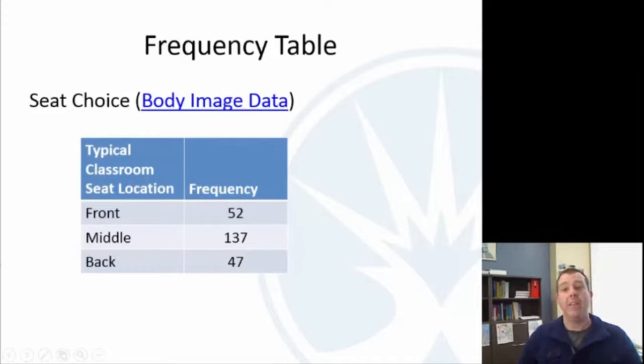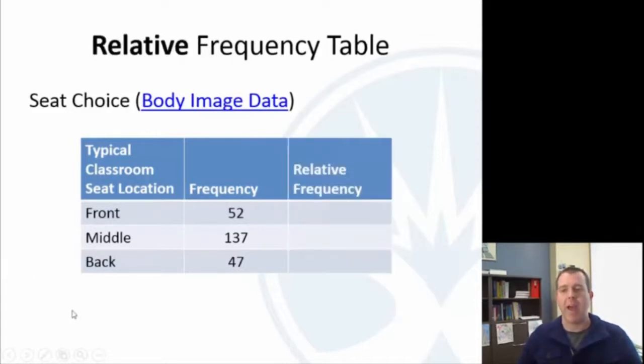All right, now that we have that, let's make a relative frequency table. We could do this by hand. We could calculate the total frequencies, so let me pull out my calculator here. It's like 2016 when I'm recording this. Who actually uses a calculator anymore? But we could do 52 plus 137 plus 47, which is 236, and divide each of these by 236.